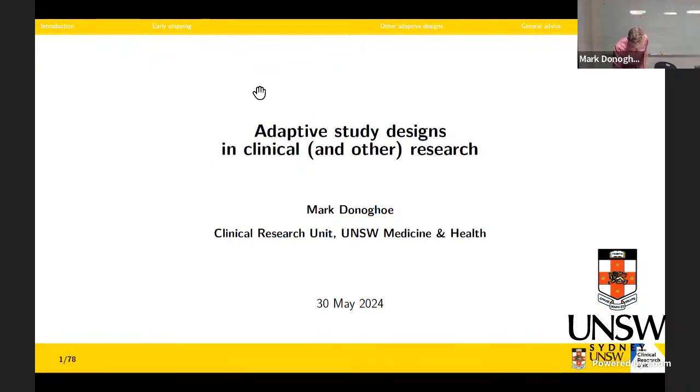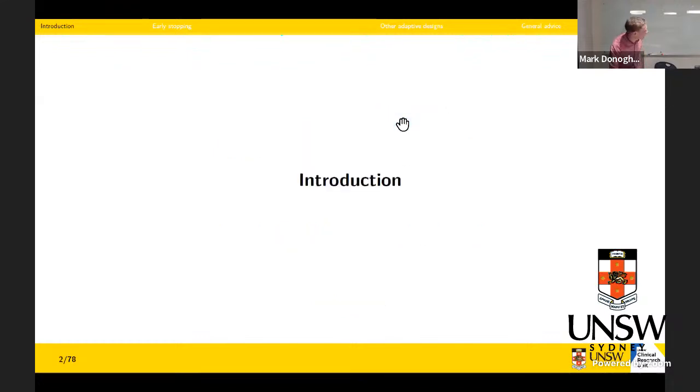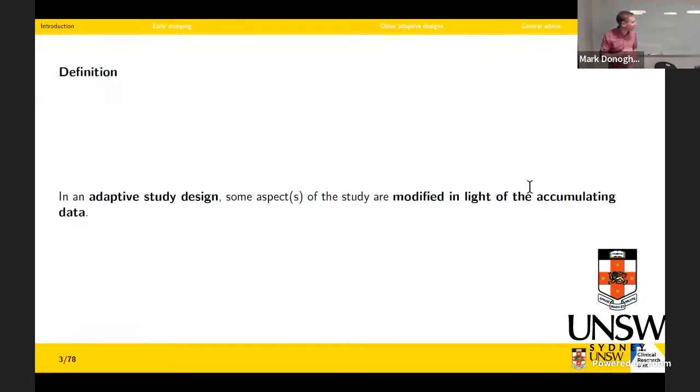So yeah, as Eve said, I'm going to be talking about adaptive study designs. So I guess we should start with the definition. In an adaptive study design, some aspects of the study are modified in light of the accumulating data. So you look at your data and something about your study changes.